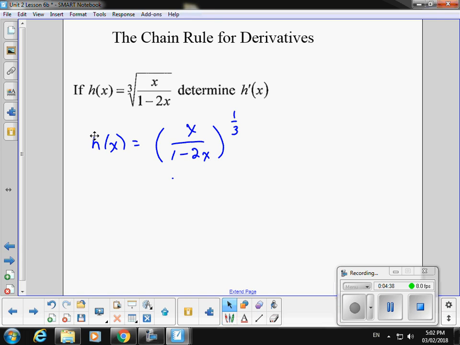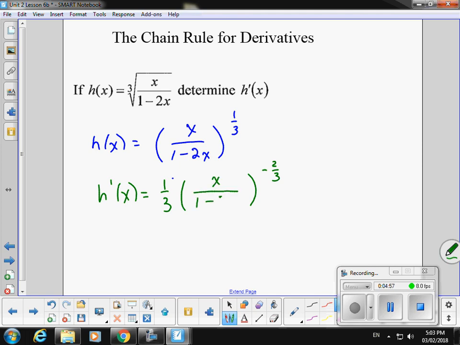We know our power rule. Our derivative would be bring down the power, 1/3. Sorry, bring down the exponent, reduce the exponent by 1, which would be negative 2/3. Okay, and I'm going to write the inside. I brought the exponent down, reduced it by 1. Don't forget the guts of that thing. Oh man, it's a quotient. So I've got to use a quotient rule for the guts of that thing.